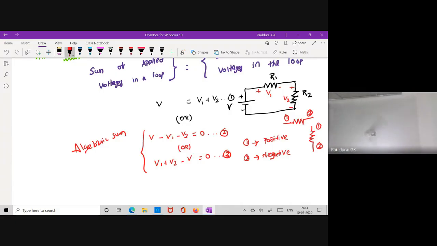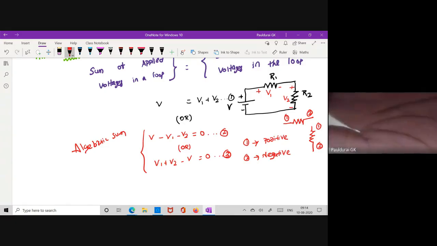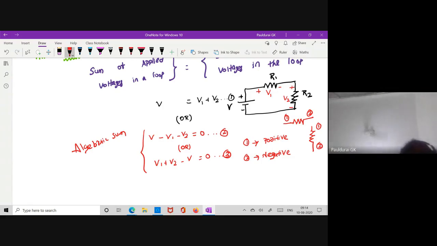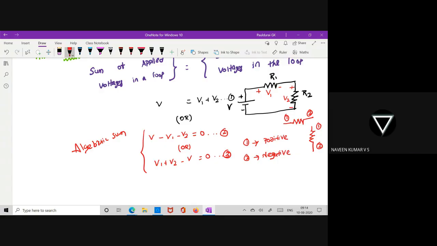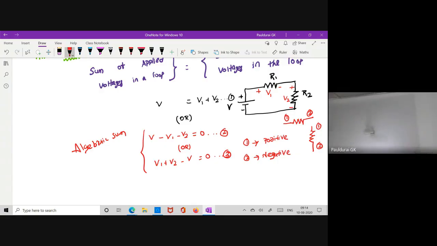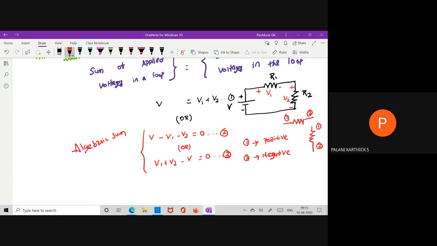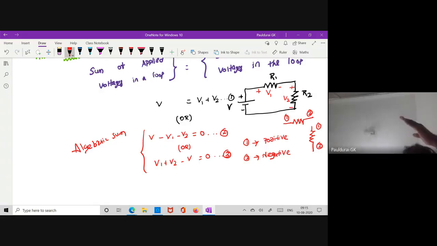So similarly here, any idea? Anyone? I am expecting one unique word. We'll see how many of you will satisfy me. What does equation number 2 say? Algebraic sum of the voltages equal to 0. But here we have given positive for V and negative for V1 and V2. In our equation, entering voltage is positive. Very good. So from the KCL point of view, that is entering current, leaving current.